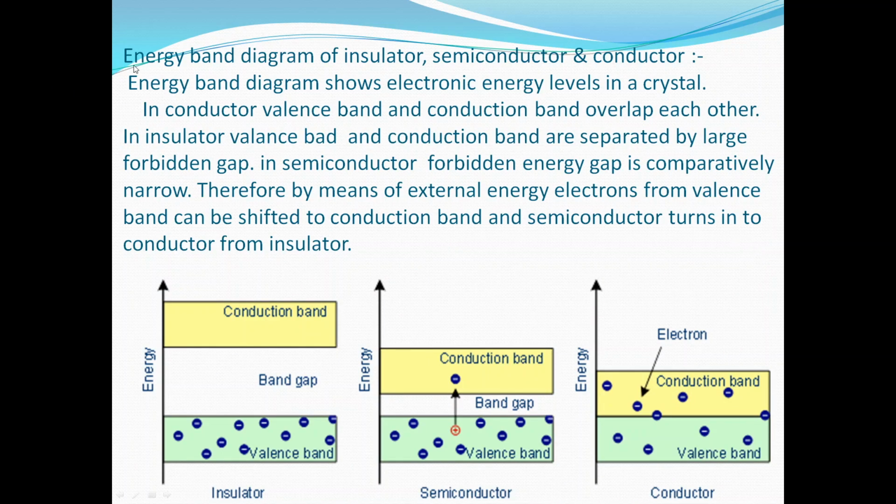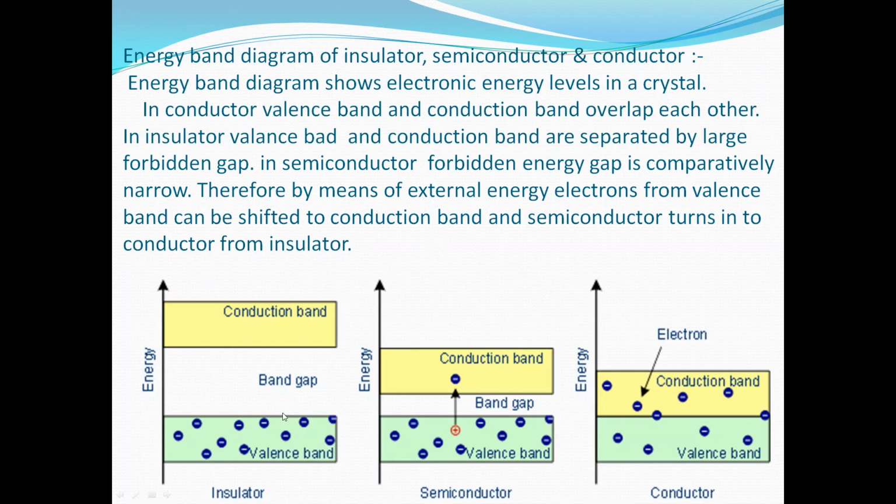So here is the energy band diagram of insulator, semiconductor and conductor. First see, this is your insulator, this is your semiconductor and this is your conductor. Basically, the energy band diagram shows electronic energy levels in a crystal. In a conductor, the valence band and conduction band overlap each other. So see here, this is your conduction band and this valence band, and they overlap each other.